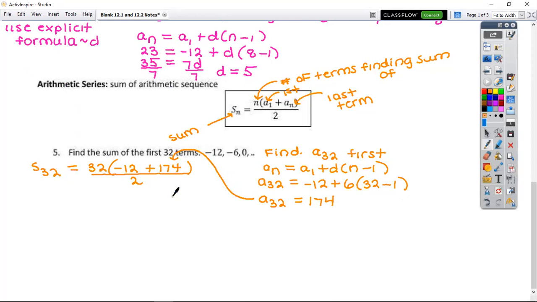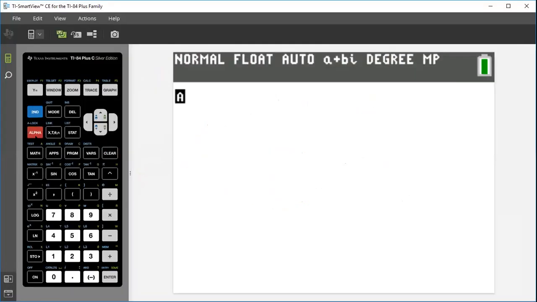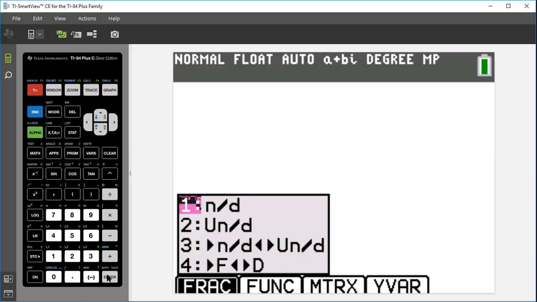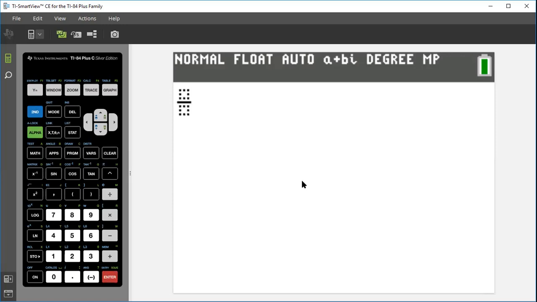You can compute this on your calculator all in one step. So what you're going to do is I'm going to type. So I'm going to go alpha y equals enter. And we're going to type in 32. And then parenthesis, the first term was it negative 12? Negative 12, and then plus 174.